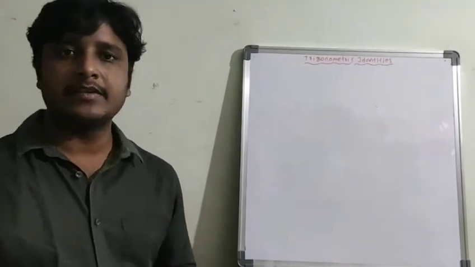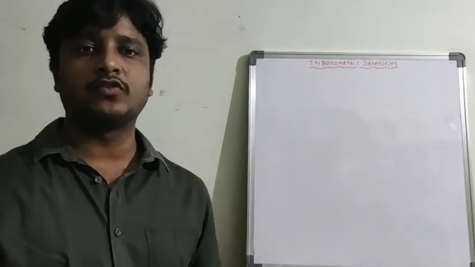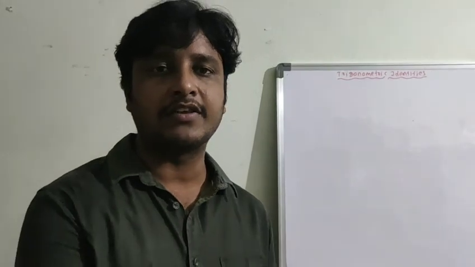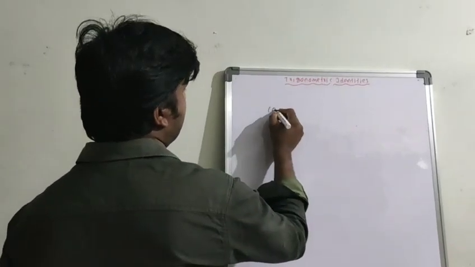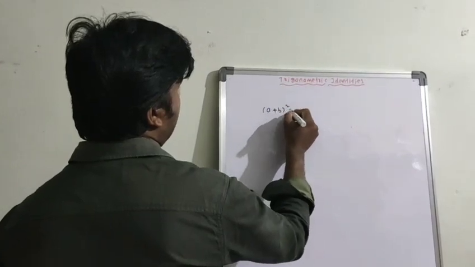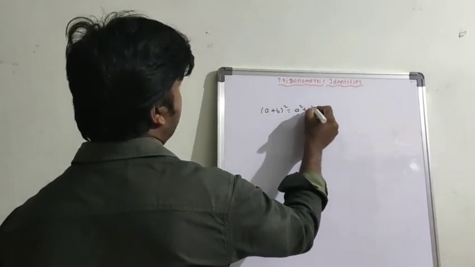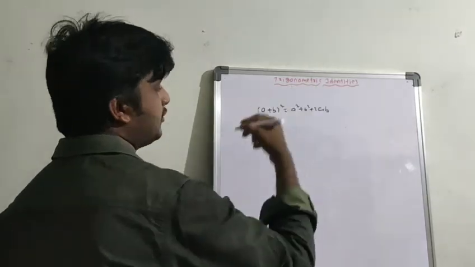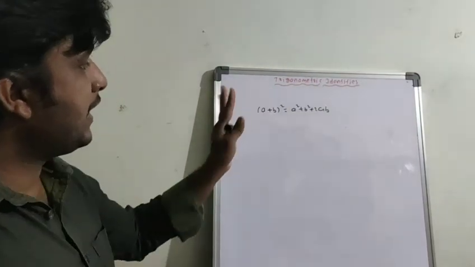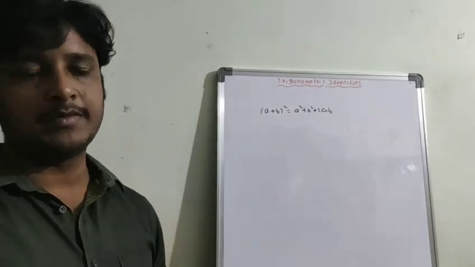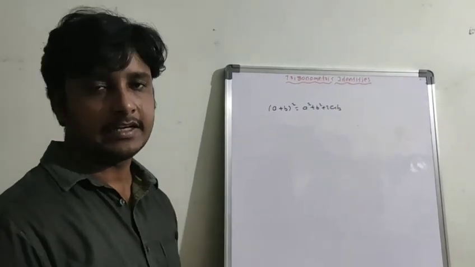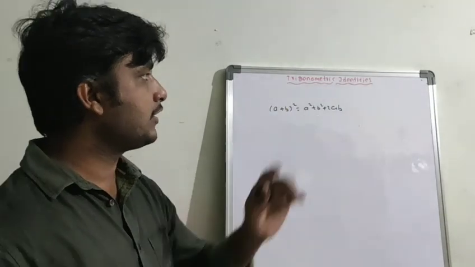So identity is a mathematical equation which is true for all the values of variables in the equation. So for example, if you observe (a + b) whole square is equal to a square plus b square plus 2ab. This is an algebraic equation. If you take any value in place of a and b, it is true. That means LHS equal to RHS. That condition will satisfy. So this is called the identities.